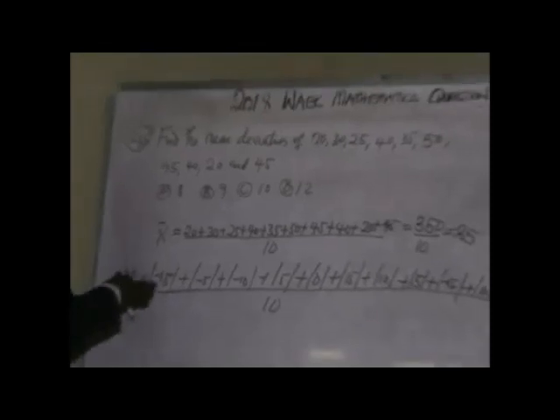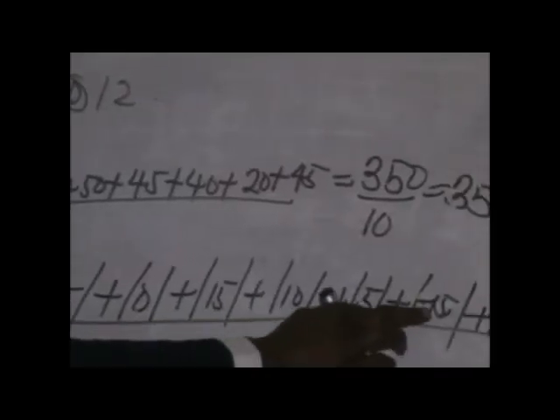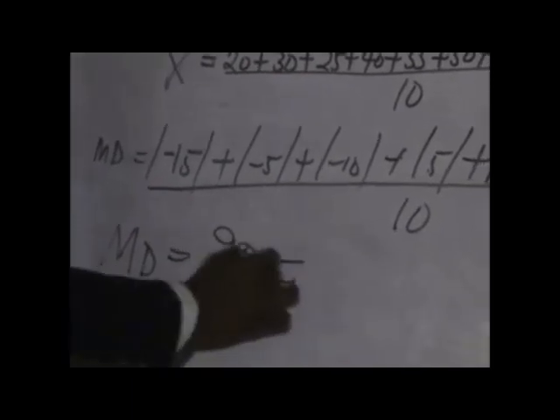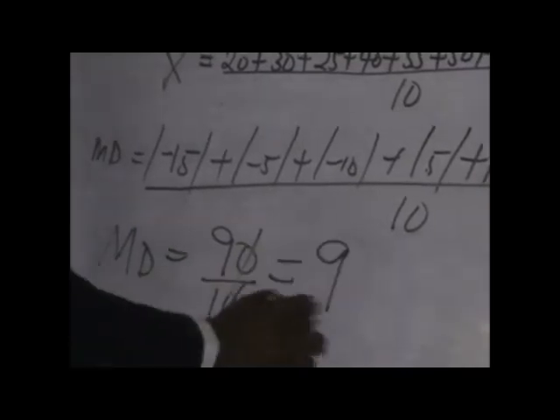Alright? So what to do now is to do 15 plus 5 plus 10 plus 5 plus 0 plus 15 plus 10 plus 5 plus 15 plus 10. Mind you, I said you should not consider the negative because this sign is taking away the negative. You take it as positive value. So by the time you add up all this with your calculator, mean deviation becomes 90 over what? 10. Alright? So mean deviation becomes 90 divided by 10, you get 9. So the mean deviation of this distribution is 9, and our correct option is option B. Alright? Let's move on to the next question.